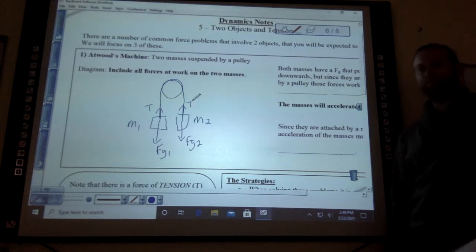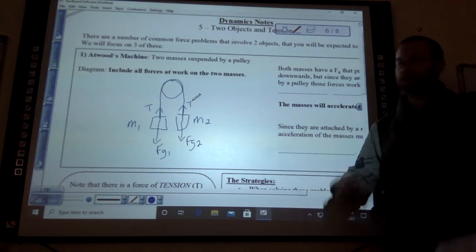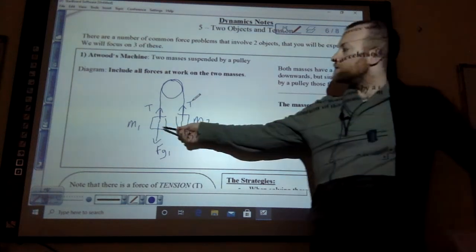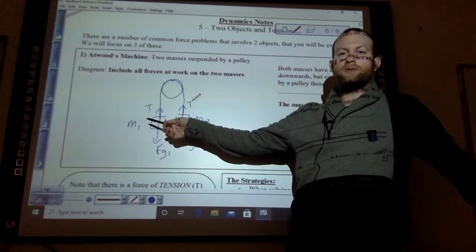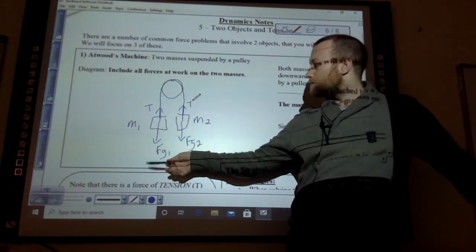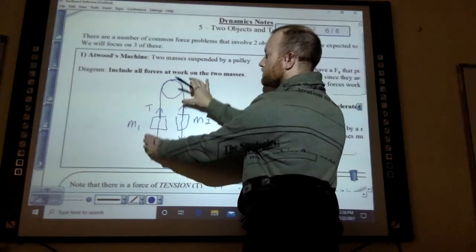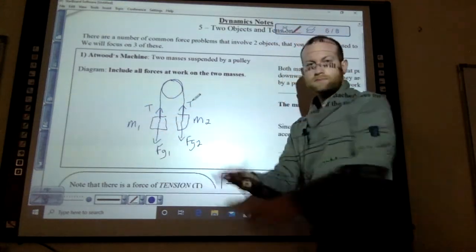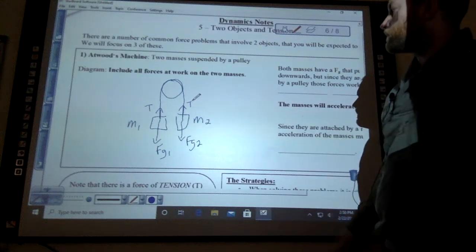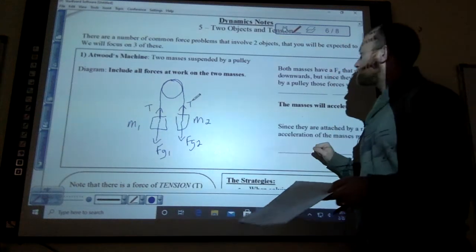Depending on the masses will depend on what direction this flows. So if mass 1 is bigger, a larger value, mass 1 will go down, causing mass 2 to go up. So these two are connected by a rope. So it'll move together. If they don't, your rope is going to break. So we need to make sure that those move together.